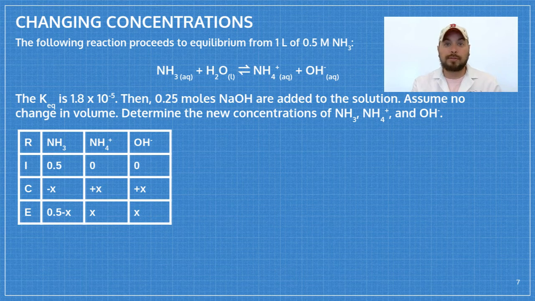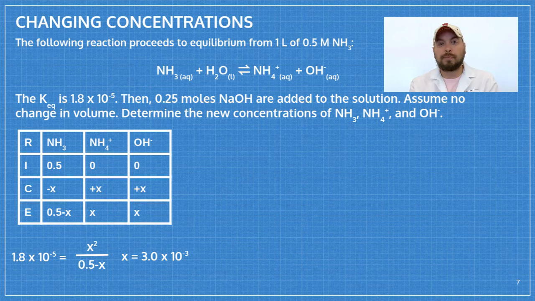I solve for X. When I solve for X, I end up with X equals 3 times 10 to the negative third. That means that at equilibrium, my initial equilibrium here, my concentration of NH4 plus and OH minus are both 3 times 10 to the negative third, and my concentration of NH3 is 0.5 minus 3 times 10 to the negative third, so 0.497.